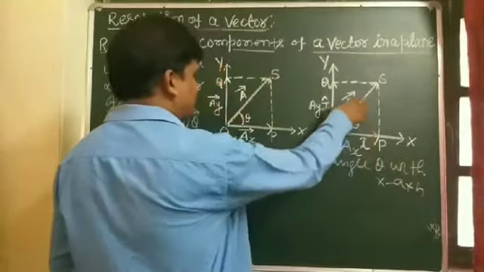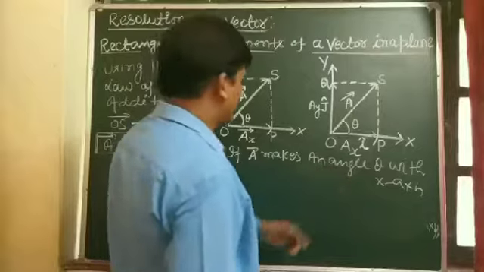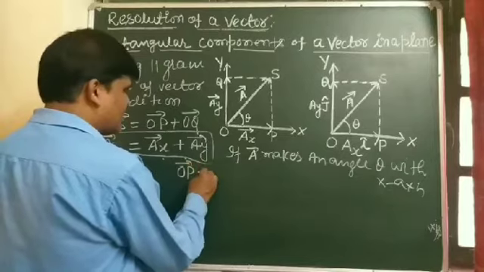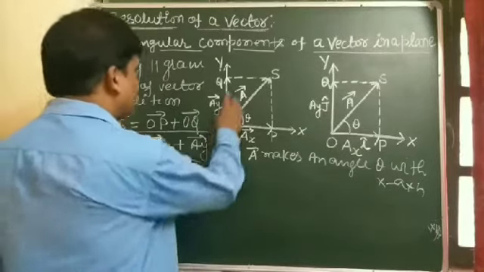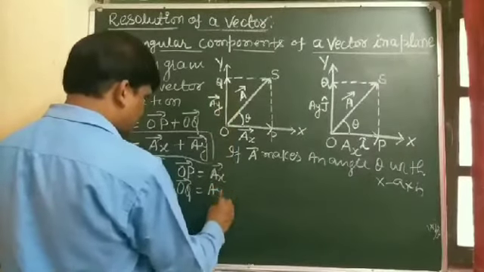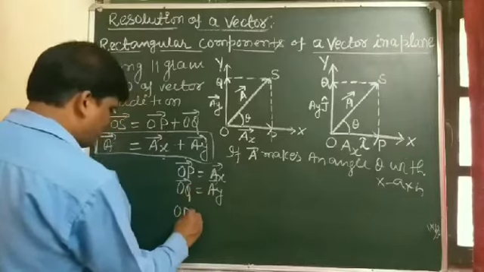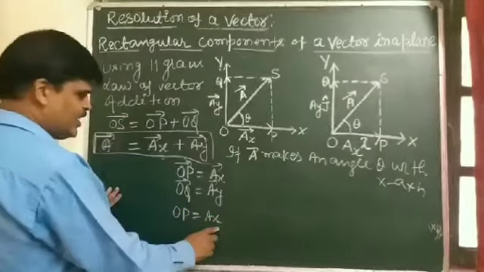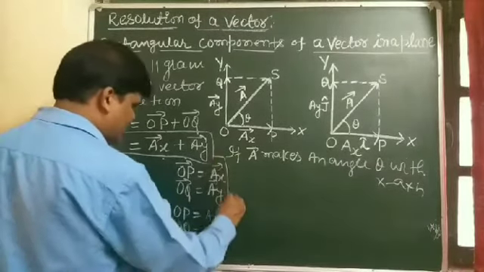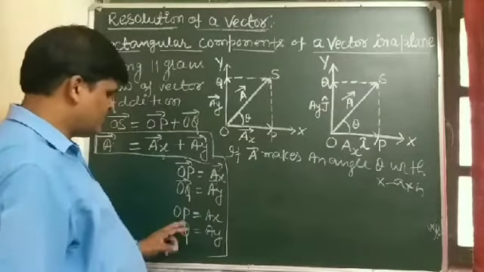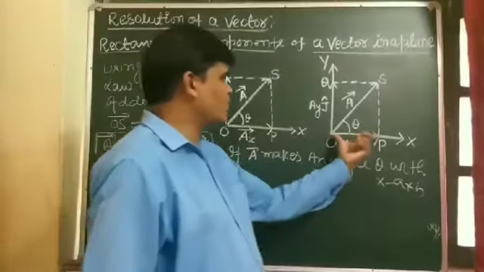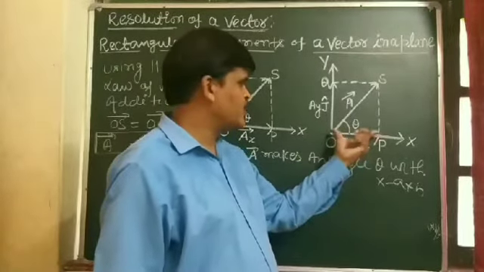So we know that base by hypotenuse. Here OP vector is Ax vector, and OQ vector is Ay vector. But if we write OP, we only take the magnitude Ax. OQ, only the magnitude, is Ay. So if we take only the magnitude, OP is Ax and OQ is Ay.